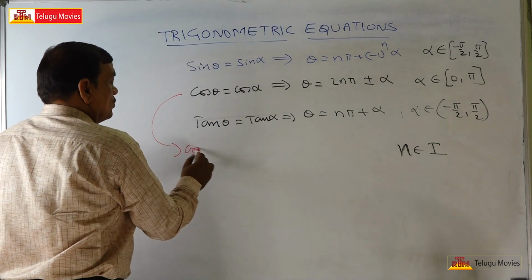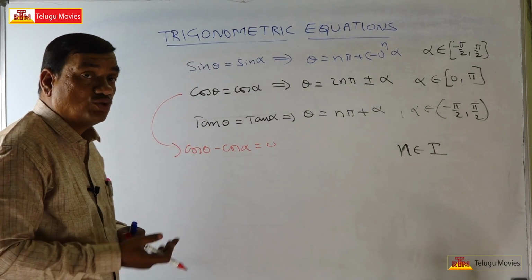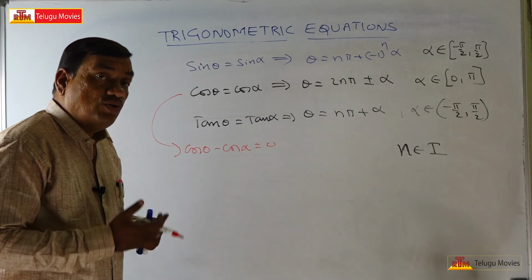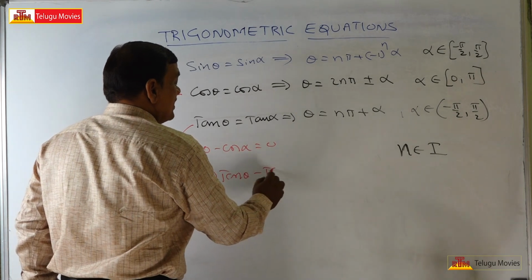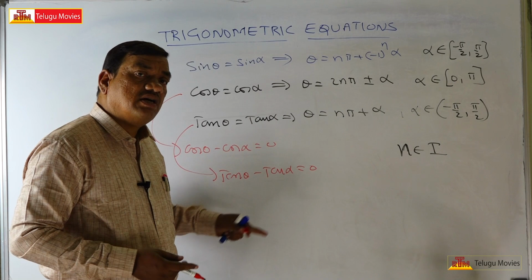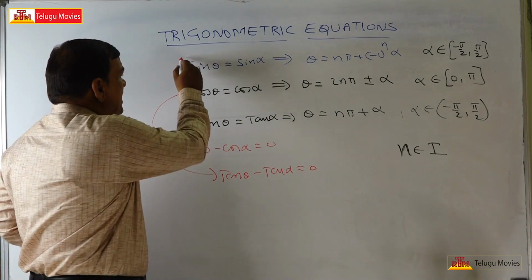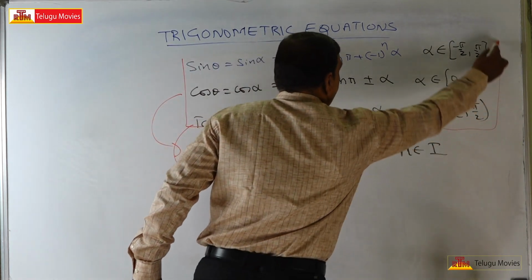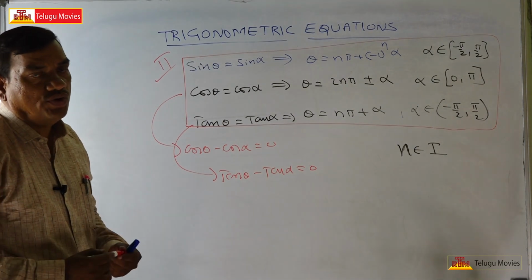So cos theta minus cos alpha is equal to 0. Cos c minus cos d is equal to minus 2 times sin of c plus d by 2, sin of c minus d by 2, like that. So here also, tan theta minus tan alpha is equal to 0. You convert them into sin theta by cos theta and from that you solve it. Okay, now this is the second set of formulas that you have to remember.